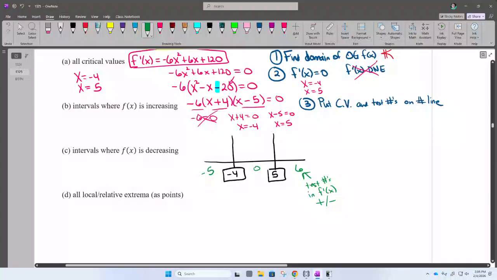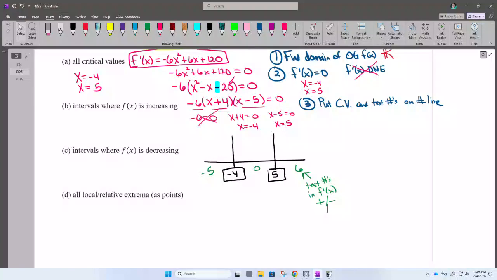Okay? And let me tell you why you don't want to plug them back into the original function yet. The original function is our favorite function, yes? Yes, in case y'all haven't noticed that. Formerly known as Cinderella, currently known as f of x, yes? Okay, so we don't test these numbers in the original function because only amazing things would come out of the original function.